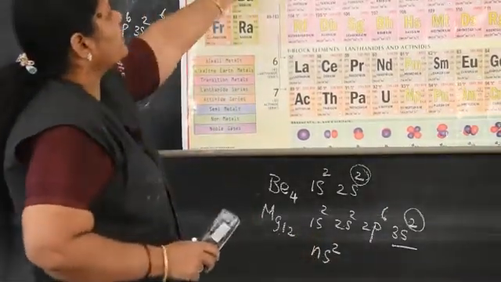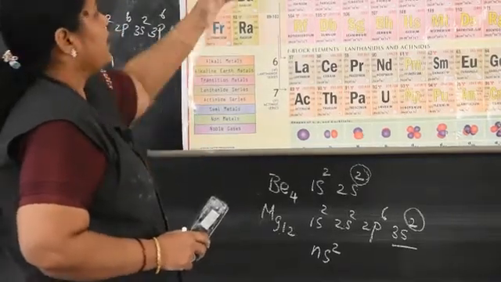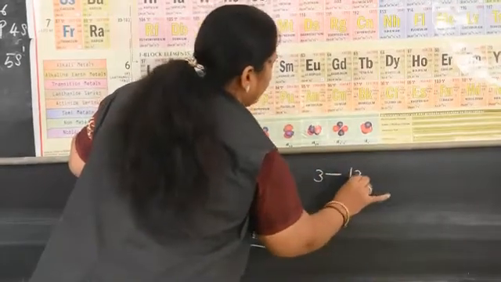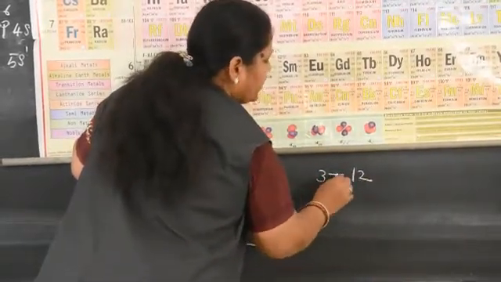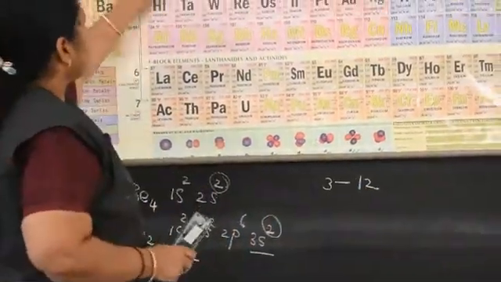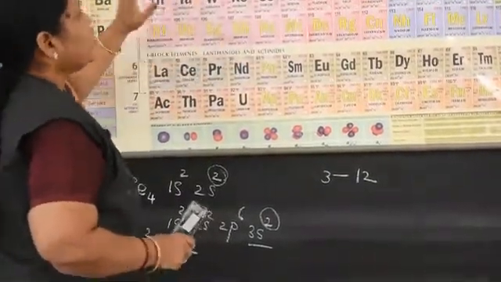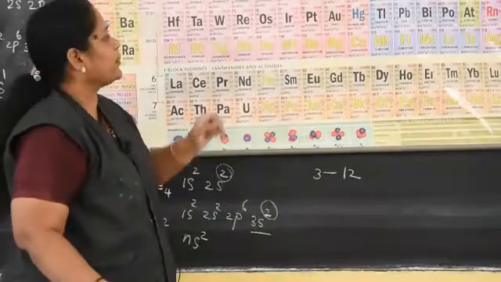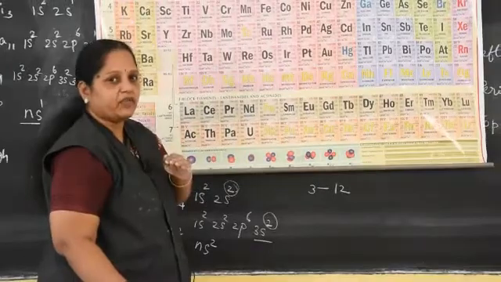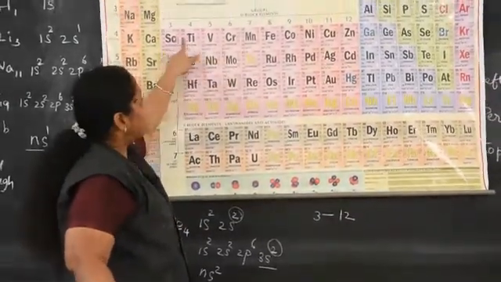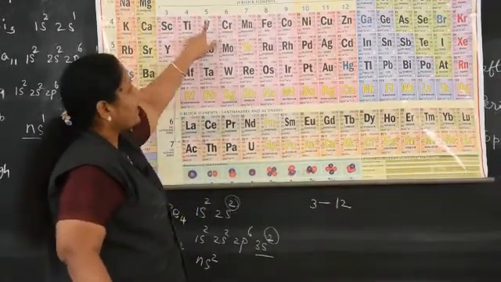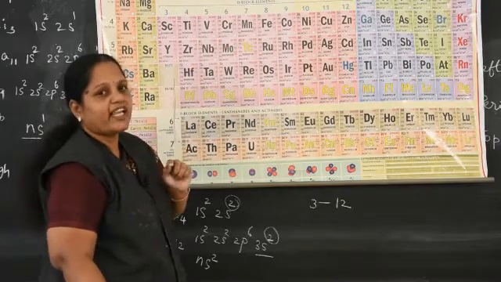ns2. So which are called D block elements? The elements belonging to group 3 to 12 are called D block elements. Totally how many elements are present in D block? 40 elements are there. The 40 elements are further divided into 4 series. Each series consists of 10 elements. So D block consists of totally 40 elements.